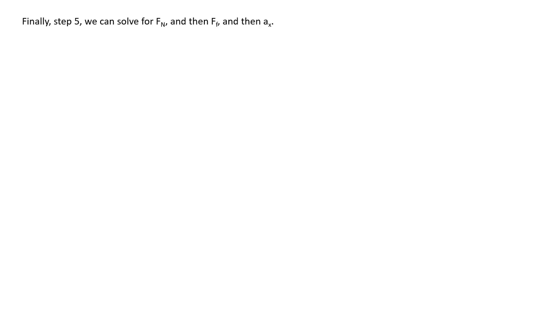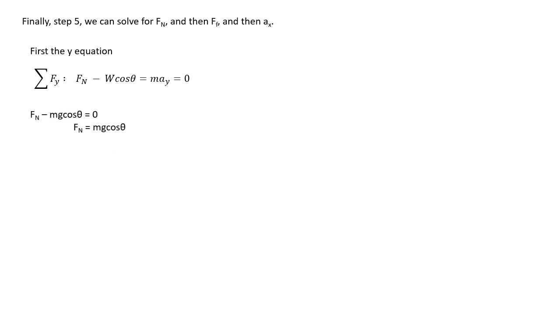Finally, in step 5, I can solve for the normal force, and then the frictional force, and then a sub x. First, the y equation. Fn minus W cosine theta is equal to ma sub y. That's equal to 0. I can solve this for F sub n. Remember, the frictional constraint relates the frictional force to the normal force. So the y equation, or at least one of my equations, will involve the normal. I need to solve for that.